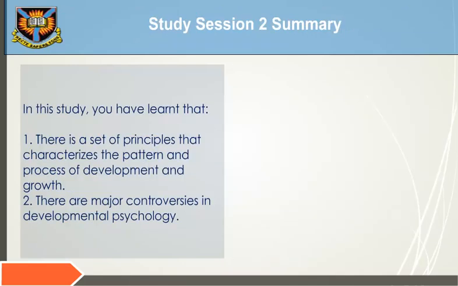Study Section 2 Summary. In this study, you have learned that 1. There is a set of principles that characterizes the pattern and process of development and growth. 2. There are major controversies in developmental psychology.